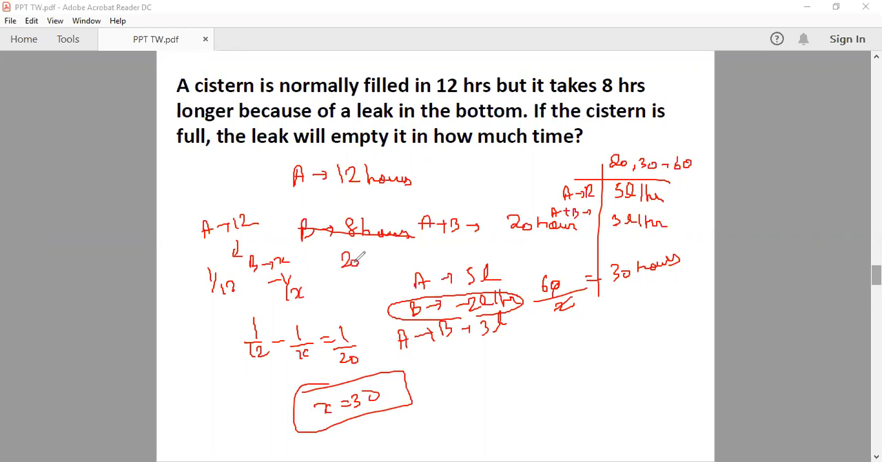Together they are doing it in 20 hours. So together they are doing 1 by 20. So 1 by 12 minus 1 by x is 1 by 20, and it would have given me the answer. Is it clear now? Okay, fine.